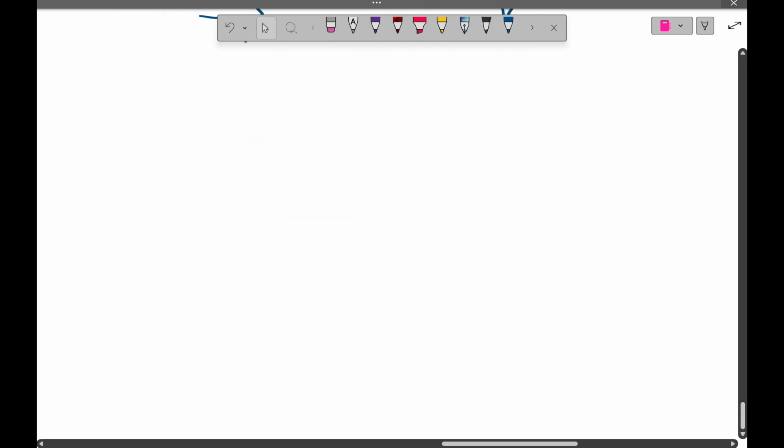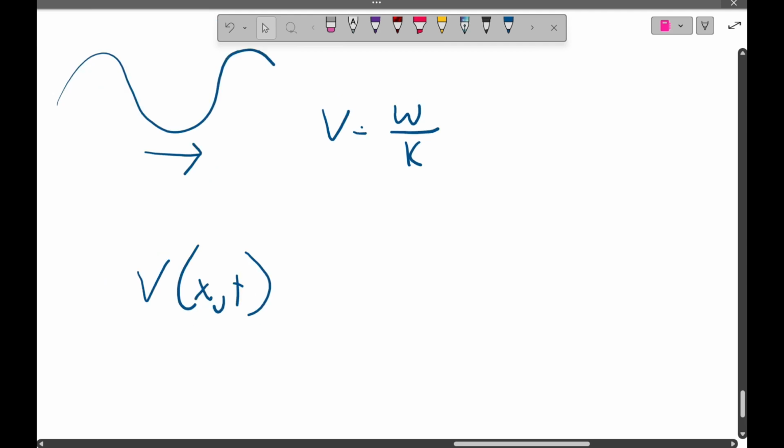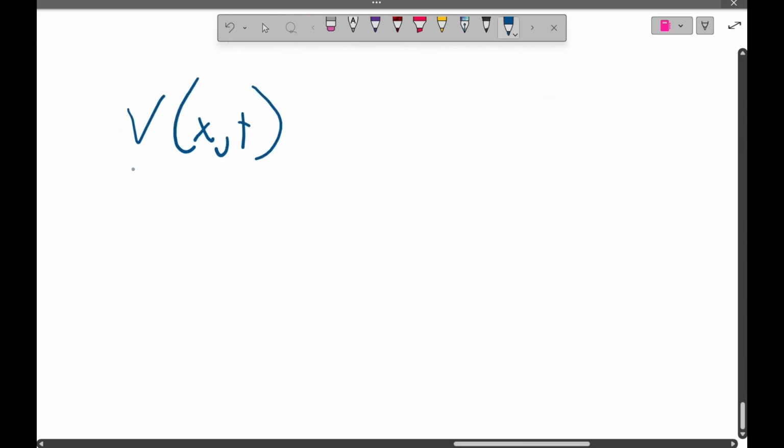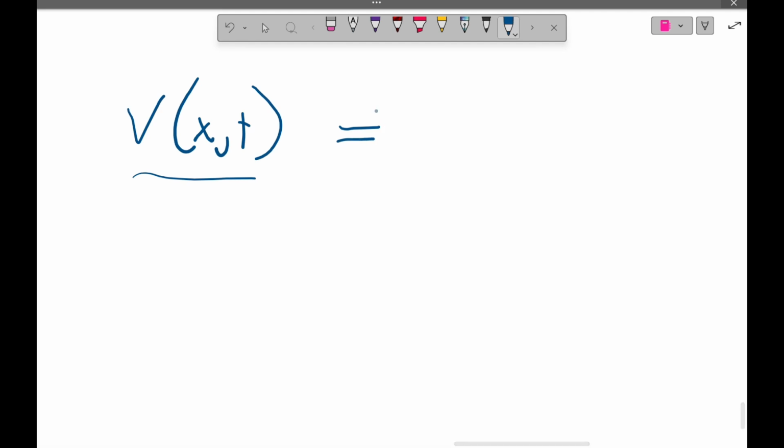So to sum it up, only take this partial derivative v of x and t, and I'm talking about these traveling waves. You might be asked about this, but if you are, don't confuse that with v is equal to omega over k.